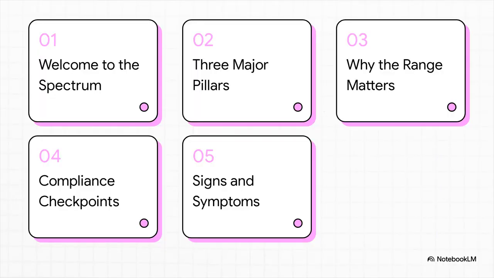So here's our quick roadmap for today's explainer. We'll start with a welcome to the spectrum, break down the three major pillars, discuss why this range actually matters, hit our compliance checkpoints, and then finish up with a little teaser on signs and symptoms.